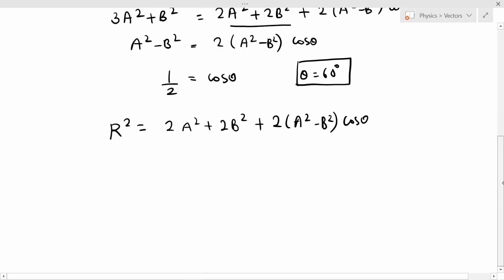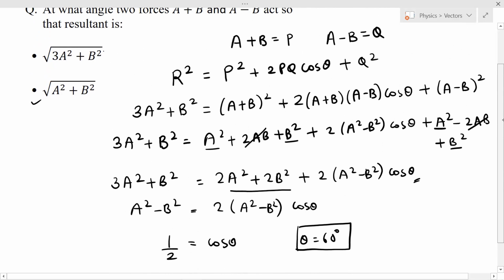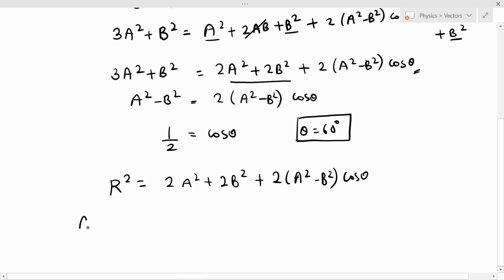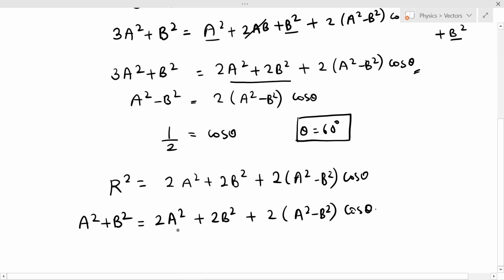Now R square is given to be A square plus B square. So this becomes A square plus B square is equal to 2A square plus 2B square plus 2 times A square minus B square cos theta. So now let me take this towards left. So this becomes minus A square plus B square, because this will become minus A square minus B square, and I am taking minus sign common. So this becomes 2 times A square minus B square into cos theta.